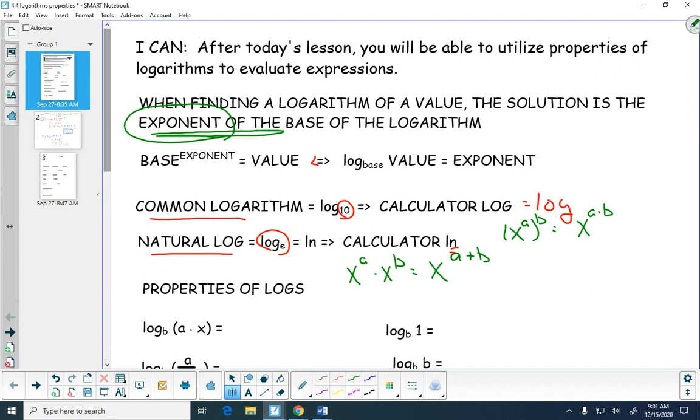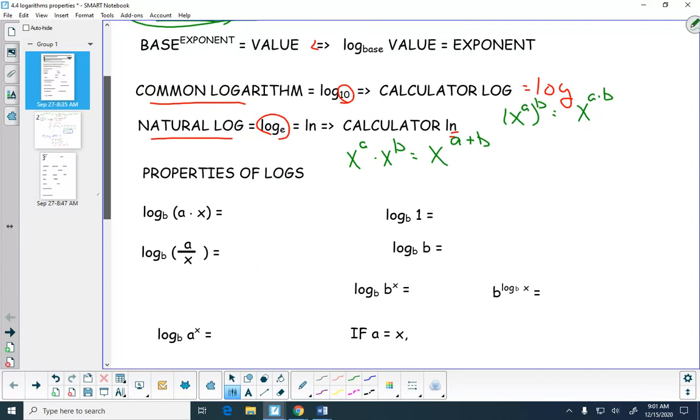Well, when I'm taking the log base b of a times x, I'm multiplying these values together. When I'm dealing with logarithms, I'm looking at exponents. So the exact same thing is going to occur. This is going to be the log base b of a plus the log base b of x. So you can separate the two things that are being multiplied together into their own separate logarithms.